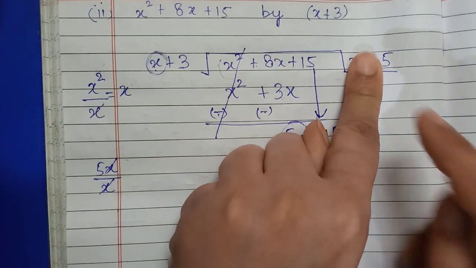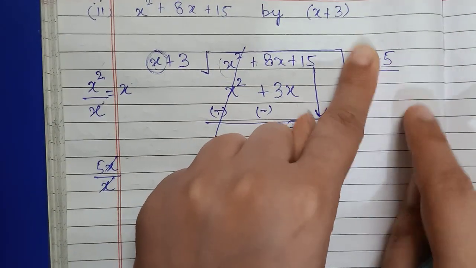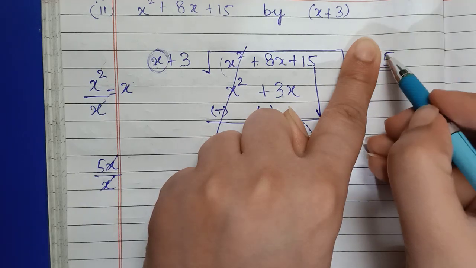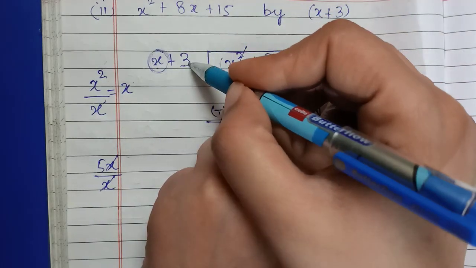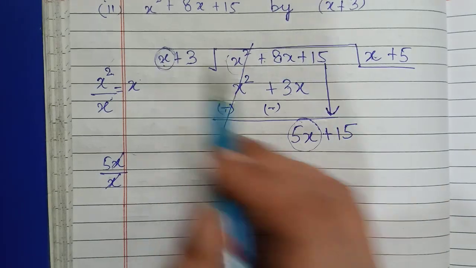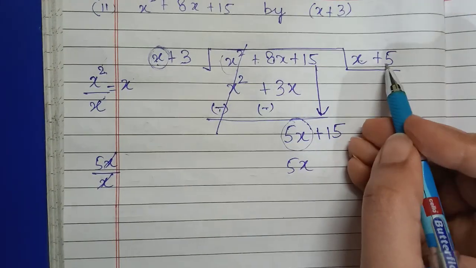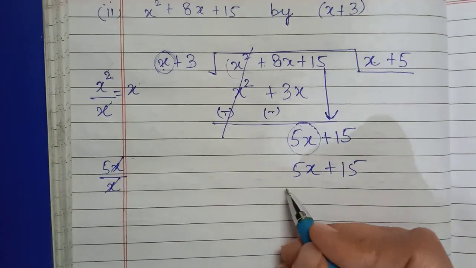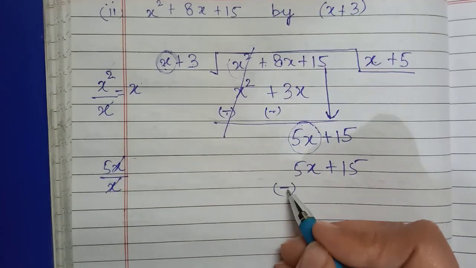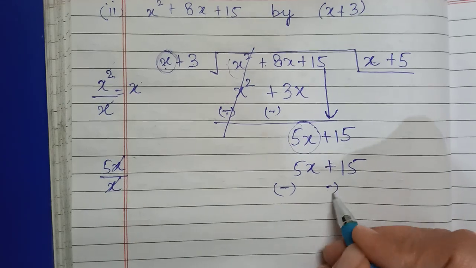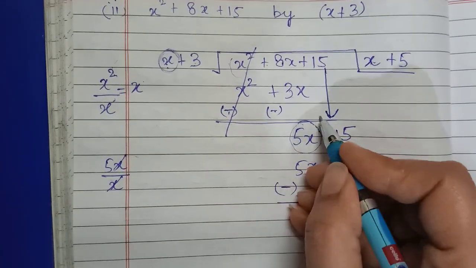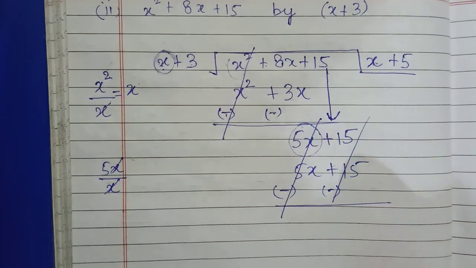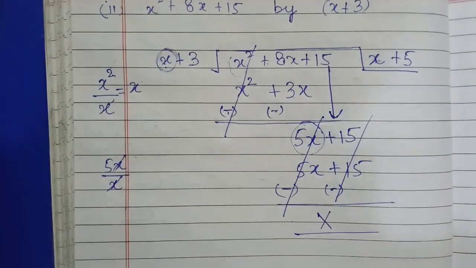Now what we have to do? We have to multiply this 5. I'm hiding this. Fine. Only 5. We have to multiply this 5 with this expression x plus 3. So what will happen? 5 into x is 5x. 5 into 3 is 15. Again the next step is changing the sign. This is plus, we make it minus. This is plus, we make it minus. Again plus minus minus, 5x minus 5x is 0. Plus minus minus, 15 minus 15 is 0. So we get remainder 0.